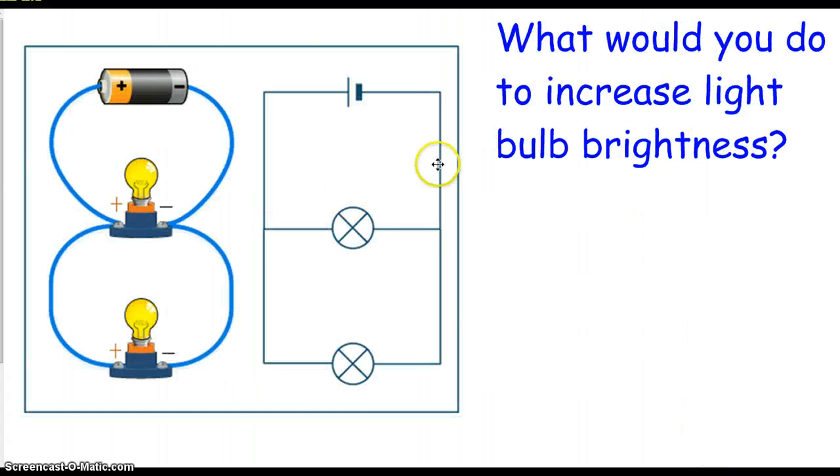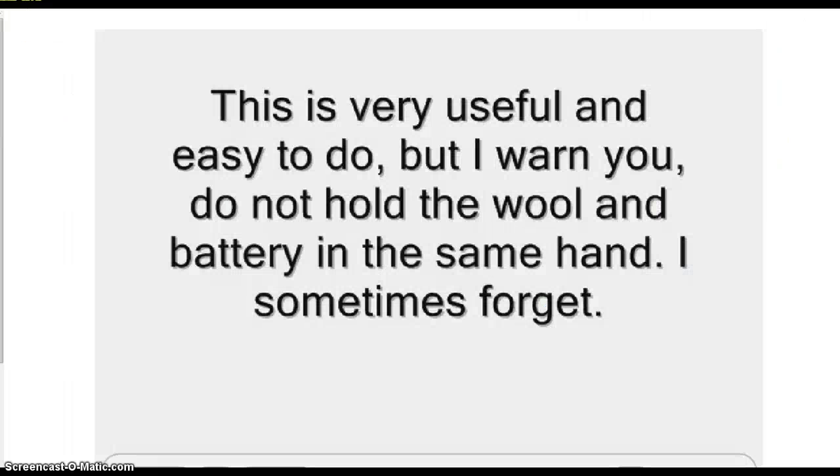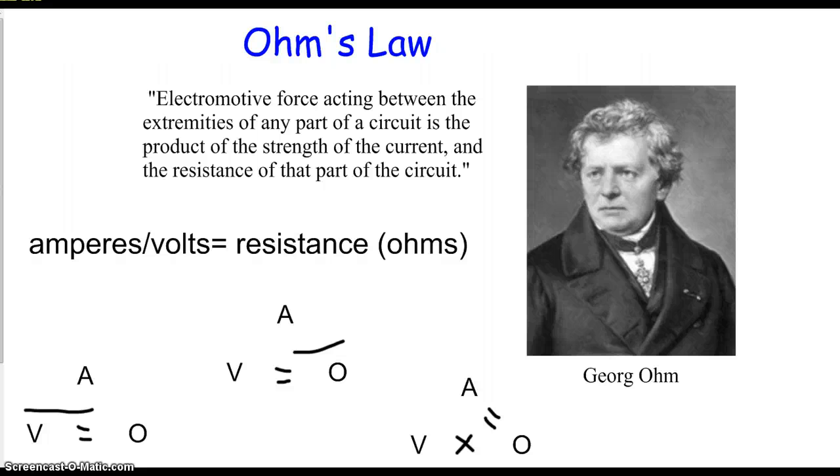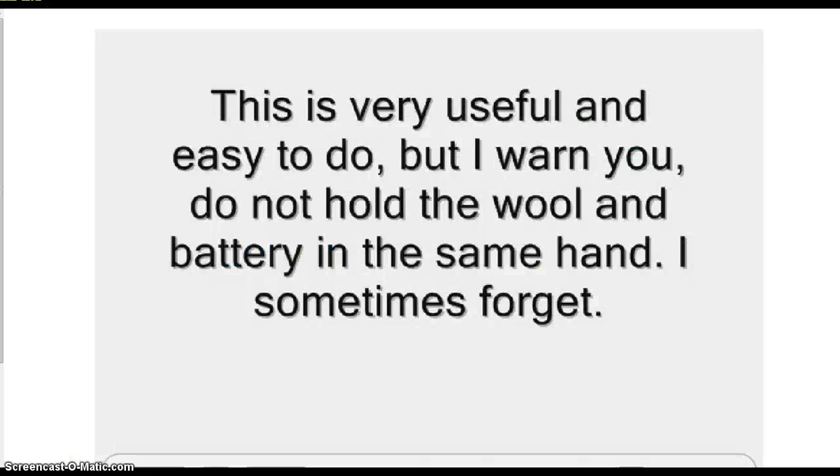This I'm going to leave up to you to answer. What would you do to increase light bulb brightness in this parallel circuit? What would you do? Tell me 3 things in your notes that you would do to increase the light bulb brightness. Okay? So think about all of the relationships we've talked about. Think about wire diameter. Think about length. Think about the type of material. Think about voltage. What would you do? Alright? I will leave that up to you.